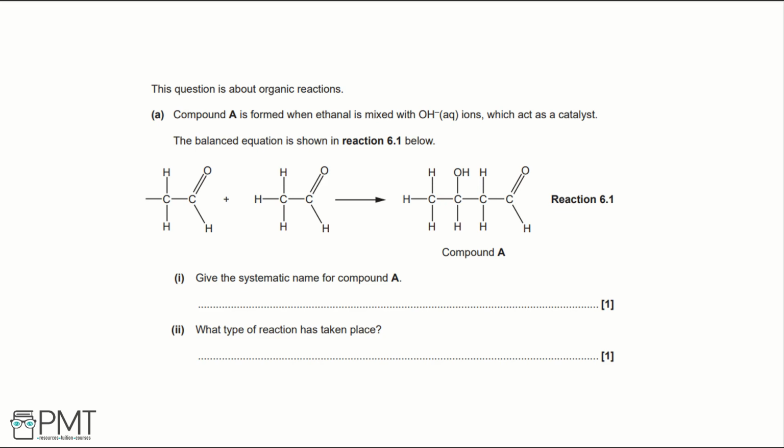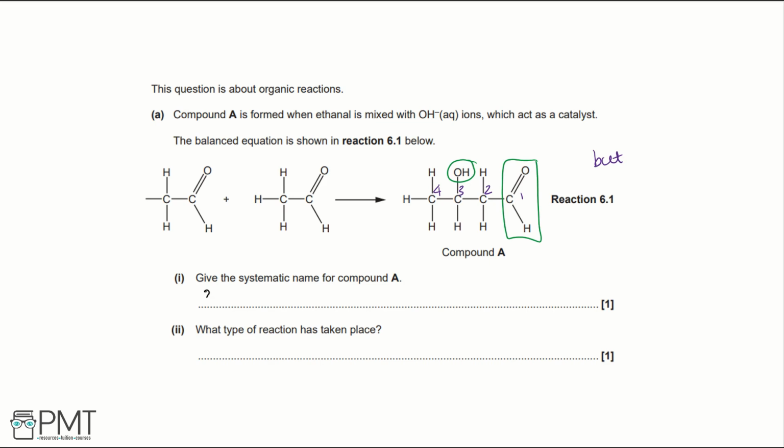The first thing we need to do when giving something a name is number the longest carbon chain in the compound. So working from the functional group, we would go 1, 2, 3, 4. There are 4 carbons in the longest carbon chain of compound A, so that means we're going to use the prefix but. Next, we need to identify key groups in compound A. We have an OH group and an aldehyde group. So in the name, we're going to have hydroxy to signify the OH group.